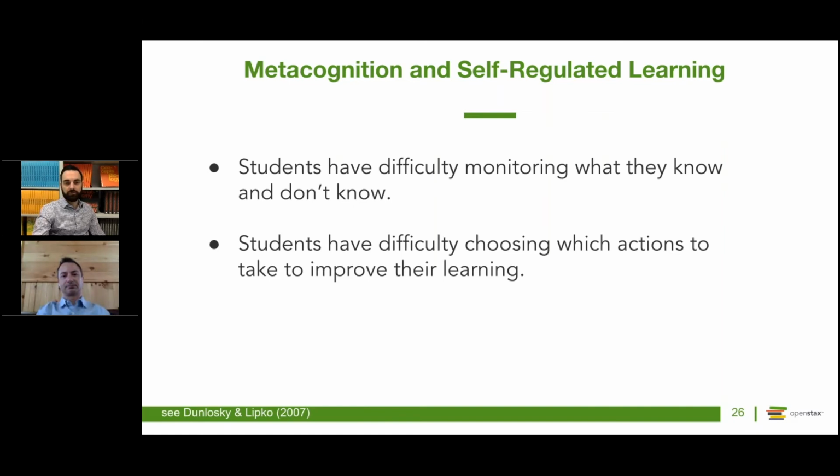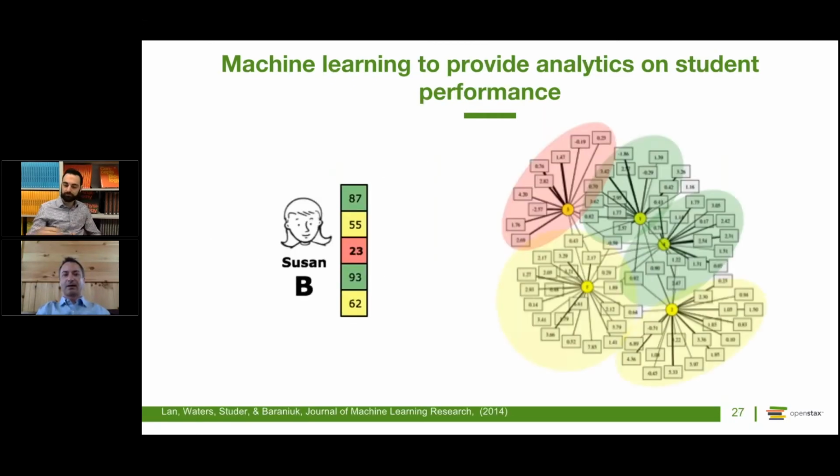And so I'll turn it over to Rich to talk about how we're using machine learning to help students overcome some of their difficulties monitoring their learning. Thanks, Phil. Rather than leaving students on their own to rely entirely on their error-prone metacognitive judgments, we can use machine learning to provide them with much more objective estimates of their understanding and progress through a course.